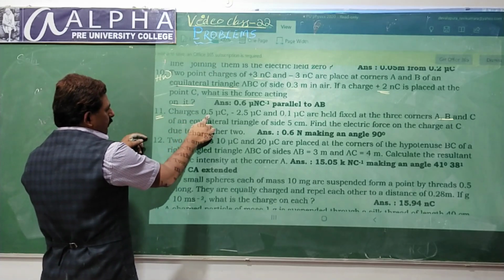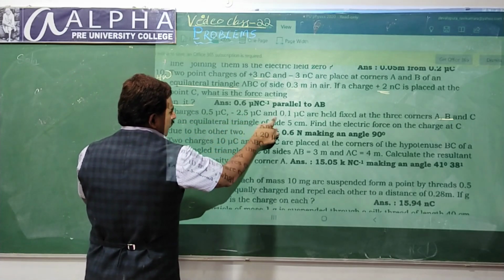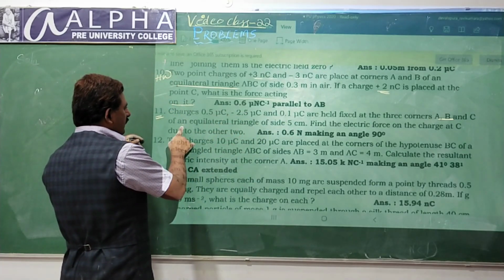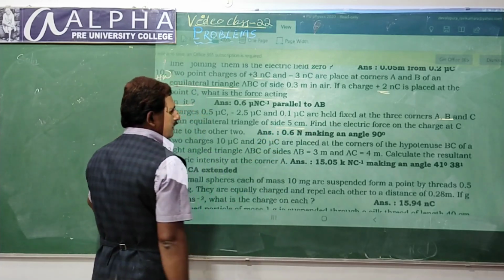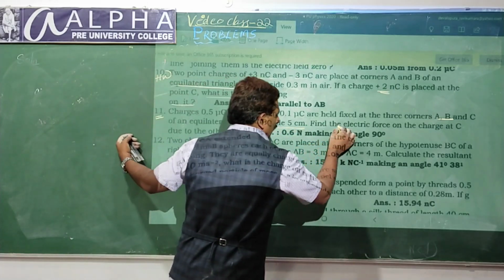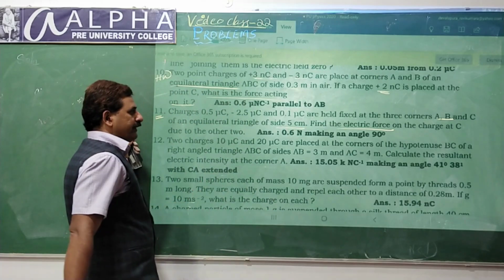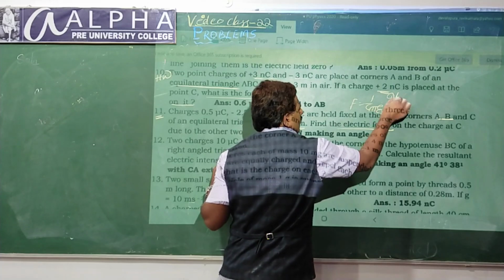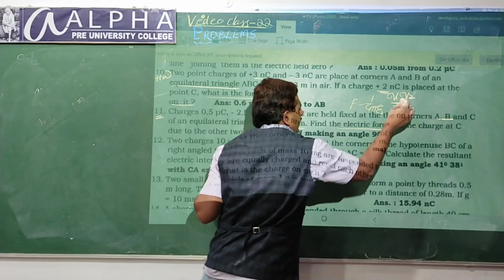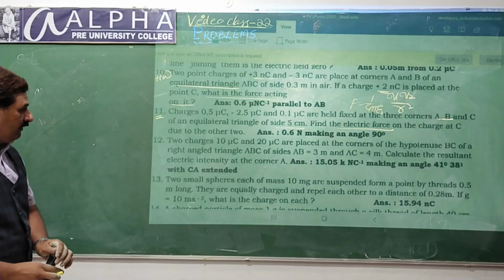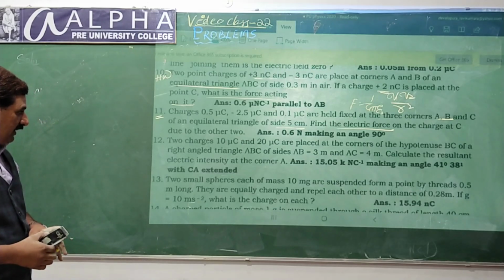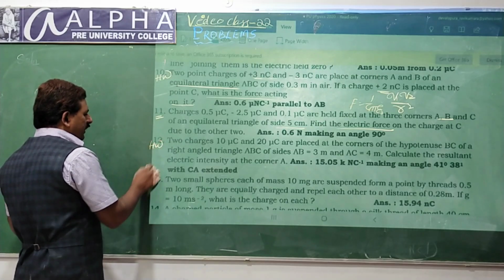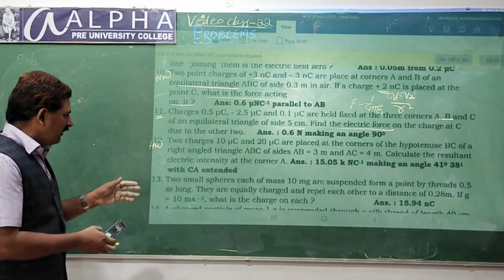Charges 0.5, 2, minus 2.5, 0.1 micro are held at the corners A, B, C of an equilateral triangle of side 5 centimeter. Find the electric force. You have to find the force. The formula changes now. What is the formula for force? F equals 1 over 4 pi epsilon 0 times charge Q1 Q2 divided by R square. You have already done this in previous videos, problems 1, 2, 3, right? You try it. Now next, this is also homework, very similar to the one we discussed in the last 3 videos.